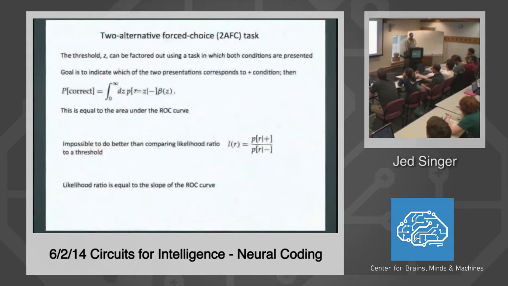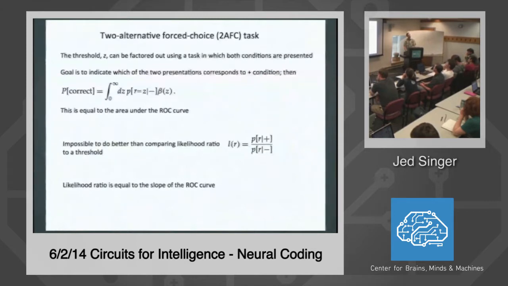So if we want to get rid of that question of threshold, we can use what's called a two-alternative forced choice task. And in this task, rather than presenting your subject with one stimulus and asking the subject to make a binary decision based on that stimulus, you present in a given trial 2 stimuli, one after the other, each corresponding to the two different classes in your experiment. And the subject's task is to indicate which of the two stimuli corresponds to the positive class.